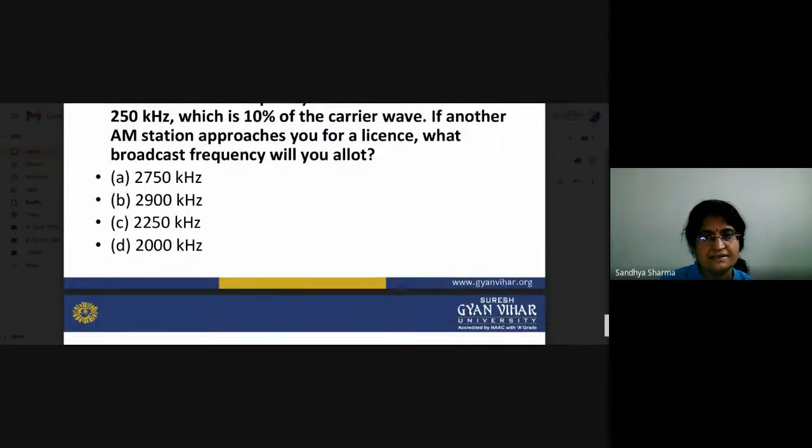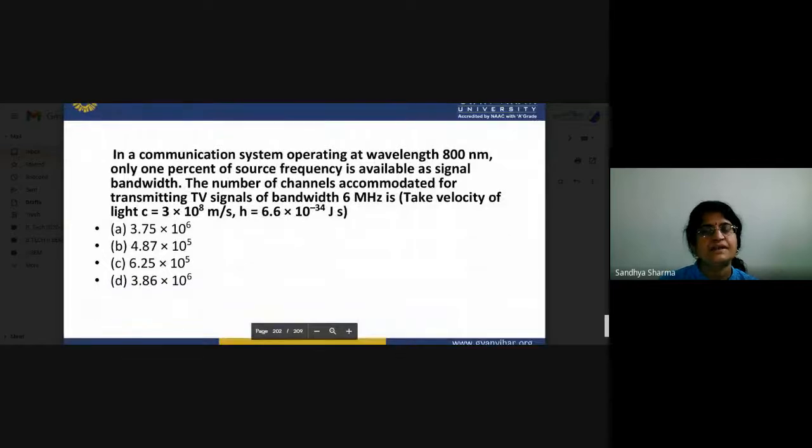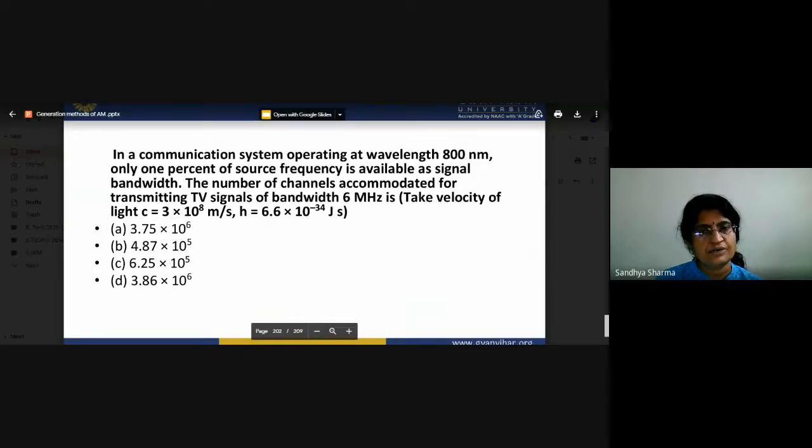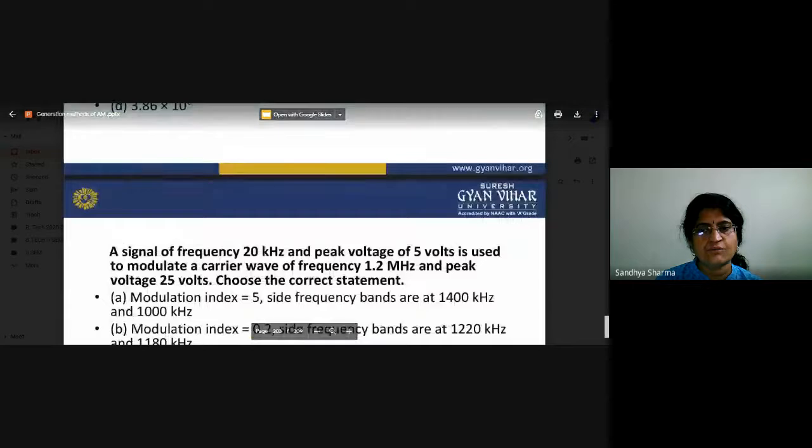Now there is again a question: in a communication system operating at a given wavelength, only 1% of the source frequency is available as signal bandwidth. The number of channels accommodated for transmitting TV signals of bandwidth 6 megahertz is to be found. So you have to calculate the bandwidth of signals, and in communication systems we are given the frequency and wavelength. You can solve this by using the different formulas.